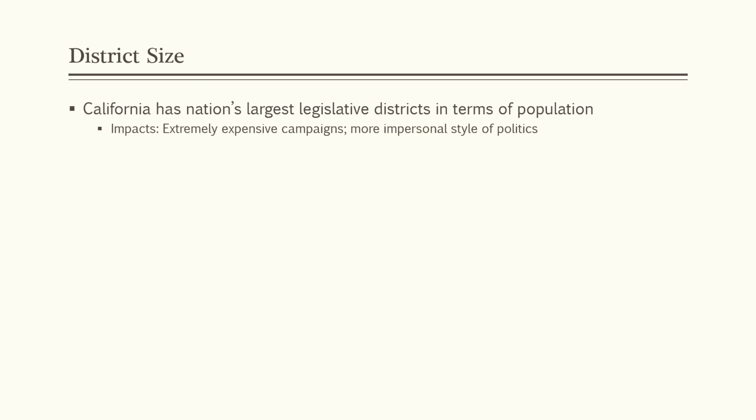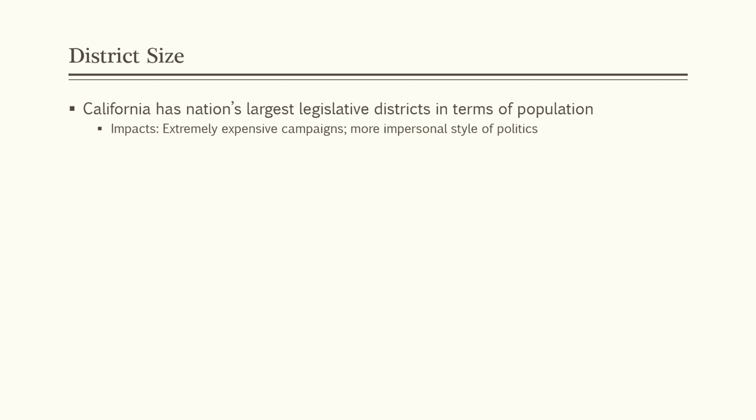One other aspect of representation that is somewhat unique in California has to do with district size. Our representatives represent huge legislative districts in terms of population. Our California State Assembly districts are 3 times larger in terms of population than the lower chamber of any other state's state legislature. So we're talking about much larger districts.